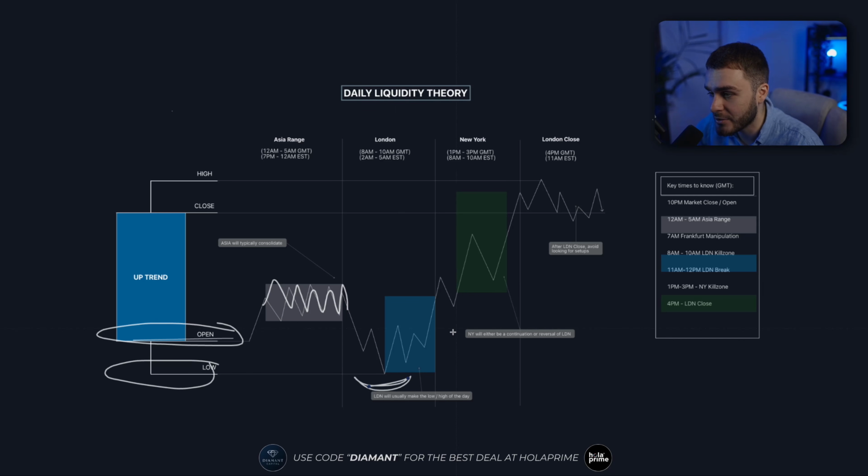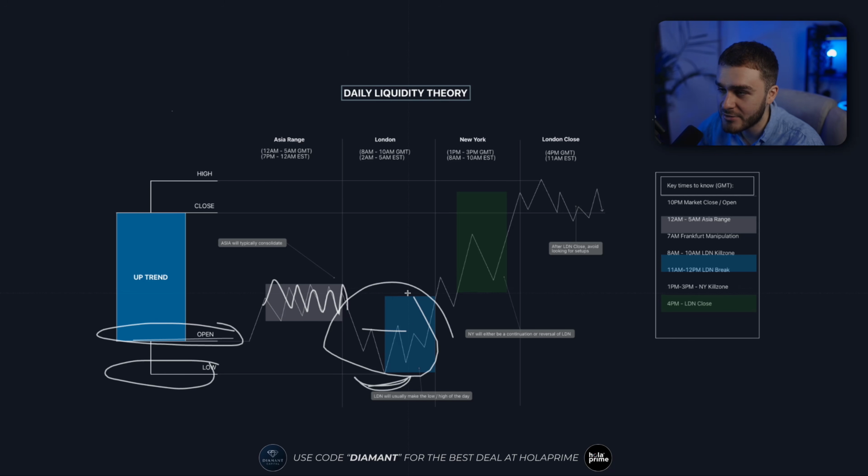And then at that point, once we get the key confirmations towards the upside, that's when we can start to look for price moving upwards. Now, most of the expansion is going to happen in New York, which can be quite difficult to enter at times. So the key thing is, can we actually catch the low of the day?